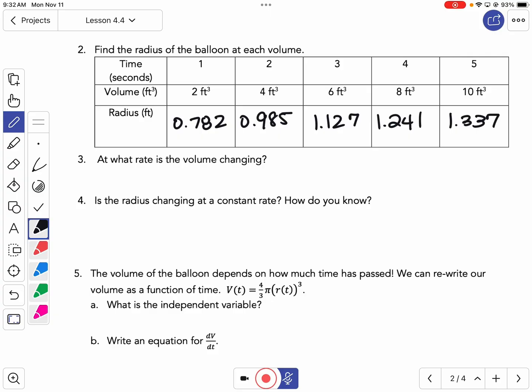Okay, so let's take a look. Check your table, see if that's what you got. Whoa. That's what I got.